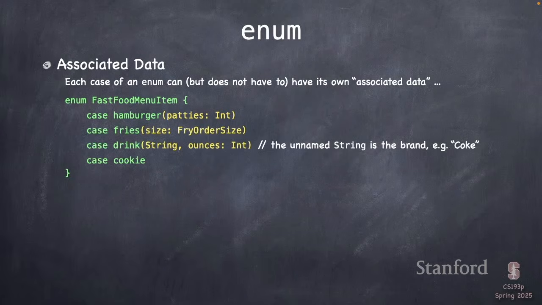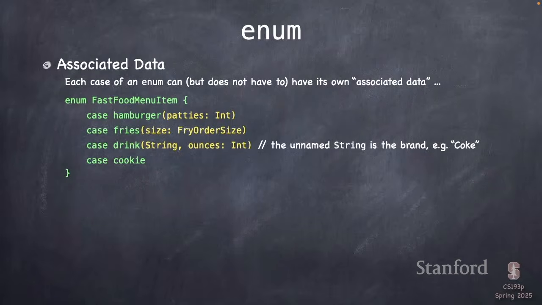And then drink, it has two pieces of associated data. One of them is the string like Coke or root beer, and the other one is the number of ounces, a 32-ounce drink or 16-ounce or whatever. Now, drink is kind of an interesting case because notice the string there, it doesn't have a name. There's no parameter name for that one like there is size and patties and ounces, and that's perfectly allowed. I probably wouldn't do that here just because it's not 100% clear to me what that string would be. If it's a drink, I guess I could figure out it's a Coke, but it probably wouldn't hurt me to put brand: String, but I just put it here so that you can see that it's not required.